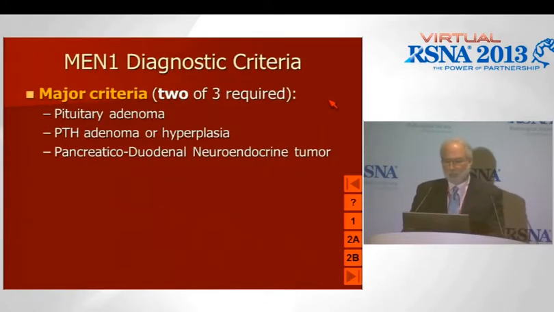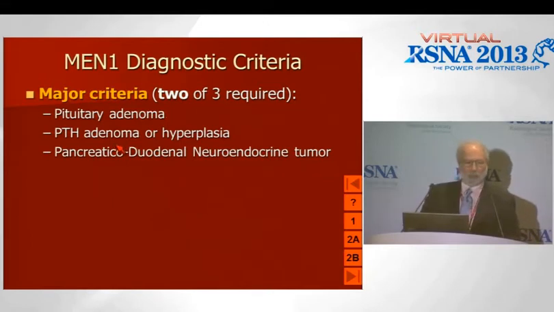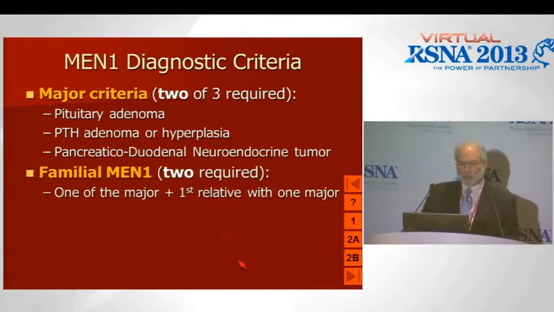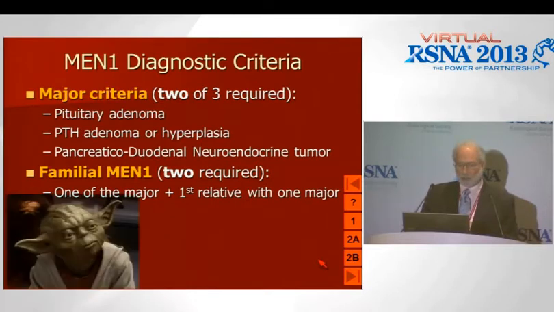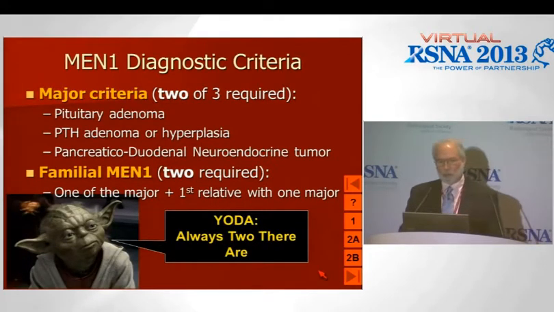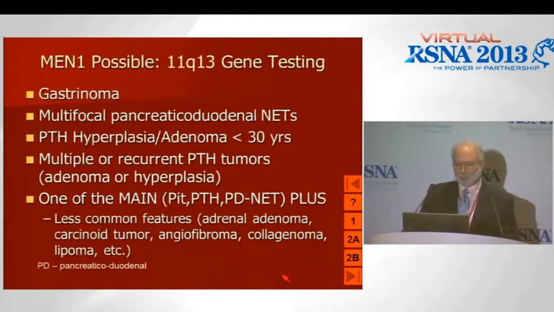So the diagnostic criteria for MEN1: the major criteria, you have to have 2 of these 3 required lesions: pituitary adenoma, parathyroid adenoma or hyperplasia, and some kind of a gastropancreatic or duodenal neuroendocrine tumor. There's also familial MEN when you don't have all 3 features, but you have a first-degree relative and one of the major features. And this is identifying the population to be screened. And I'm sure all of you are familiar with Star Wars, so Yoda used to always say, "Always 2 there are." So you want to remember that for these diagnostic criteria, we have to have 2 from these 3 options.